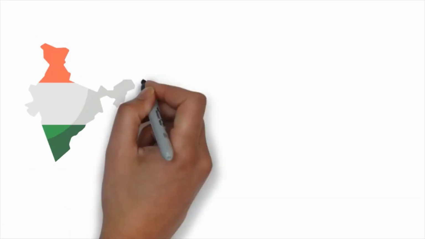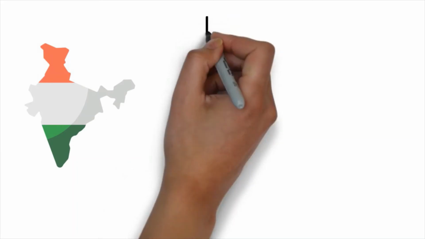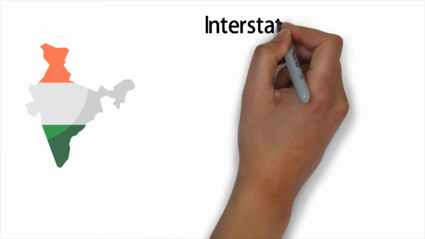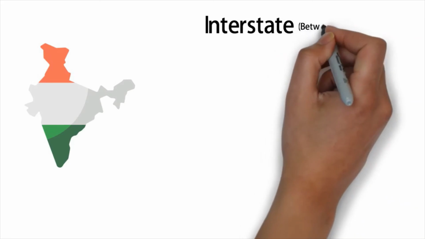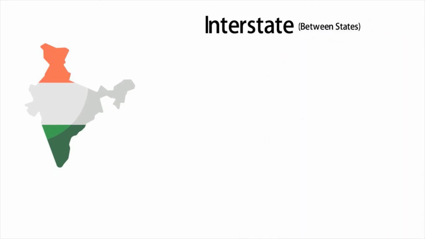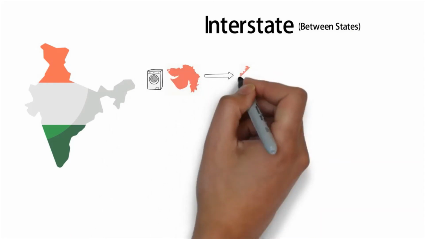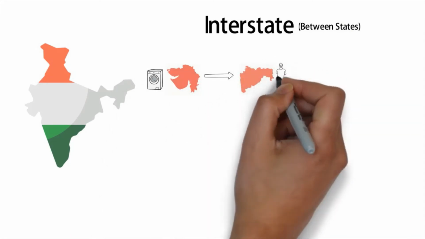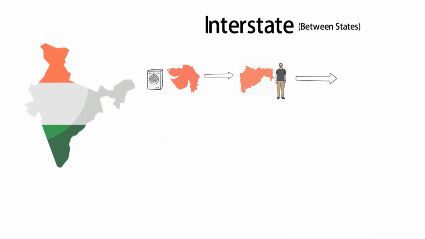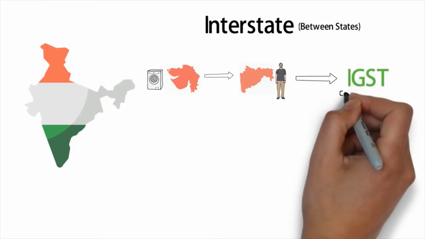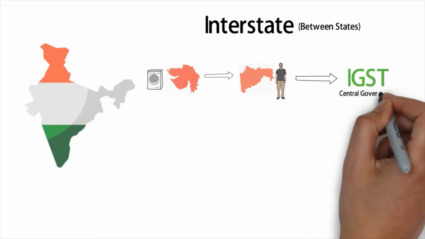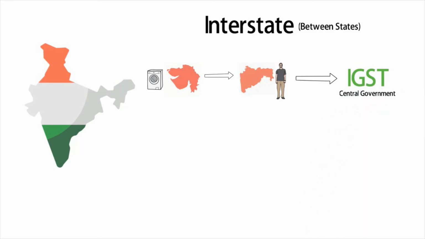GST in India has been classified based on where the product is sold. If the product is sold interstate or between two states, then the GST applied is called IGST. For example, if a dealer in Gujarat sells a washing machine to a person in Maharashtra, then the tax collected is called IGST. IGST goes to the center and is later divided between the states involved and the center.